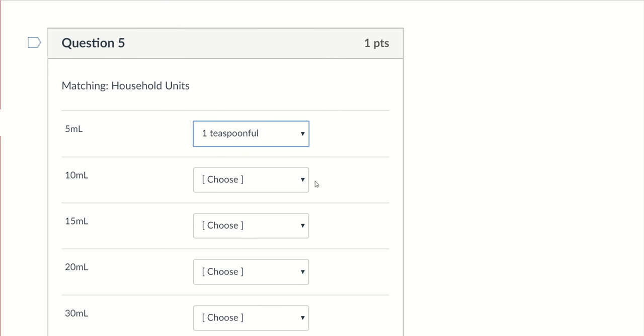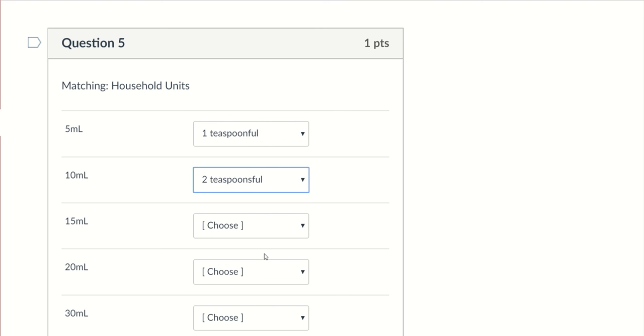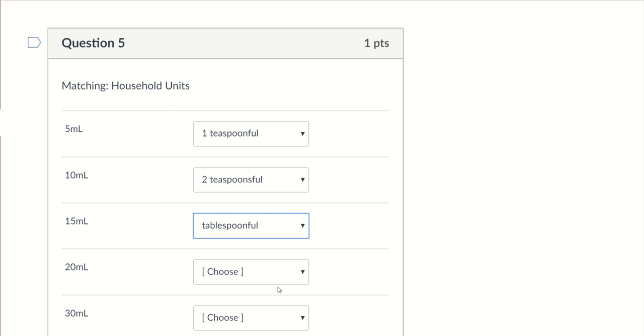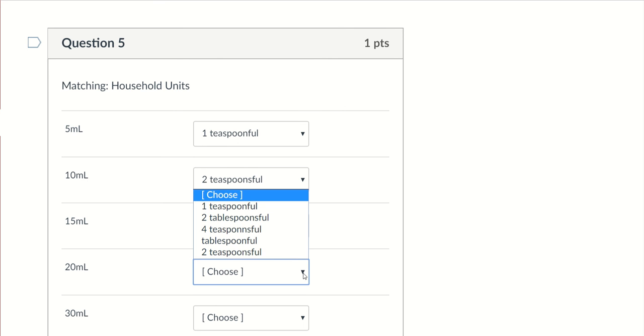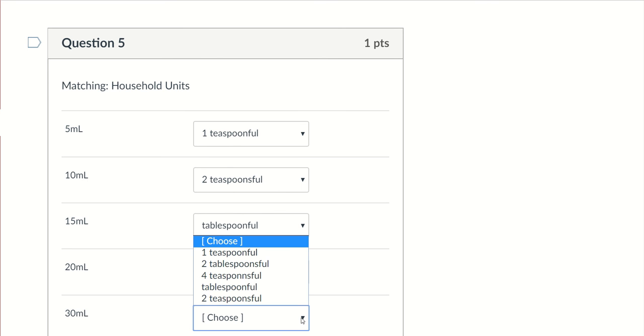If you have 10 mLs, that would be 2 teaspoonsful. 15 mLs, now we're getting into the large spoons, which are the tablespoons. So just take note where they put the S in spoonsful. 20 mLs, so that's going to be 4 teaspoonsful. That should be an O. And then 30, that would be 2 tablespoonsful.